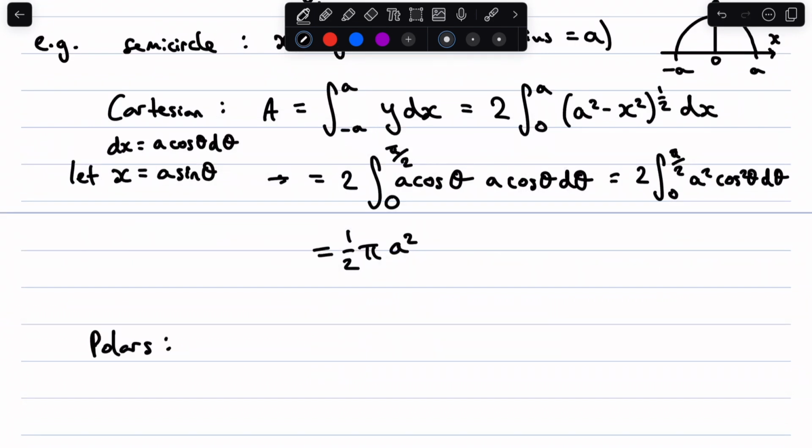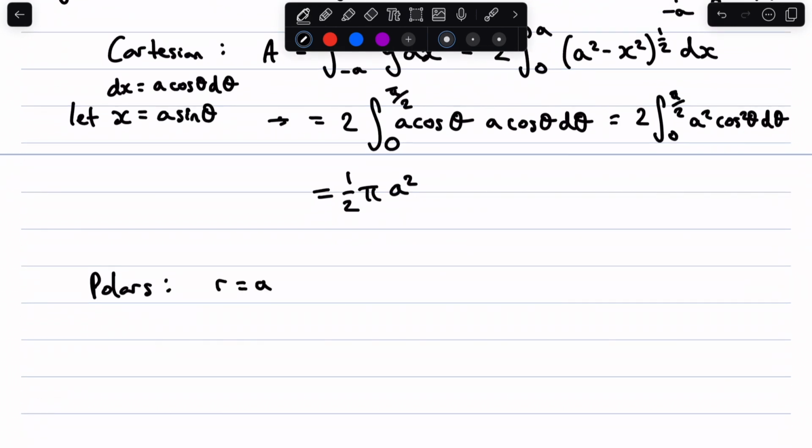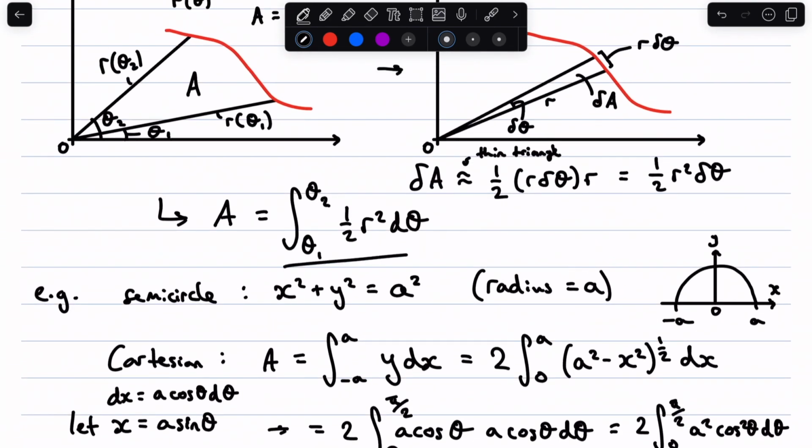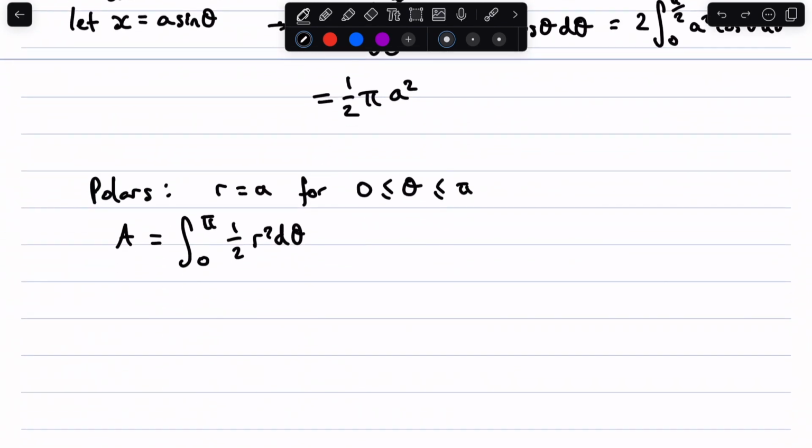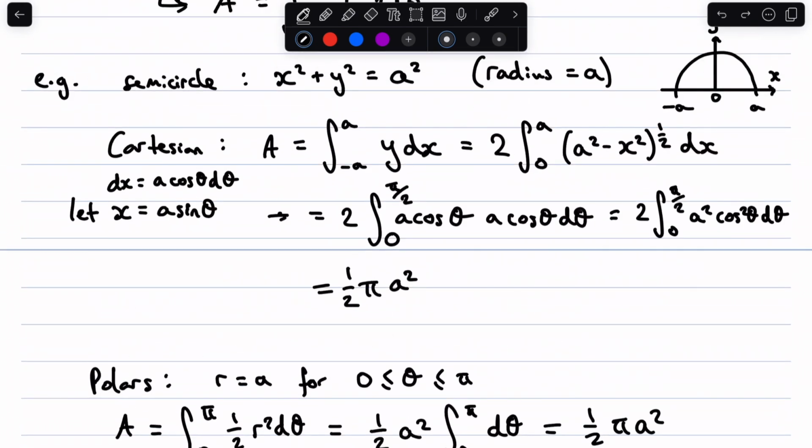Now for polar coordinates, our equation is just going to be saying that r is a for the whole range of 0 to pi for our theta. So our area A equals the integral from 0 to pi of a half r squared d theta. Remember, that's our equation here. And our range theta 1 to theta 2 is 0 to pi. And so we've just got a half a squared, because our r squared equals a squared for that whole range, integral of 0 to pi of d theta. And that, again, is quite obviously just a half pi a squared, as expected for a semicircle. So you can see whatever coordinate system we use will result in the same area, and it's the expected area of a semicircle.